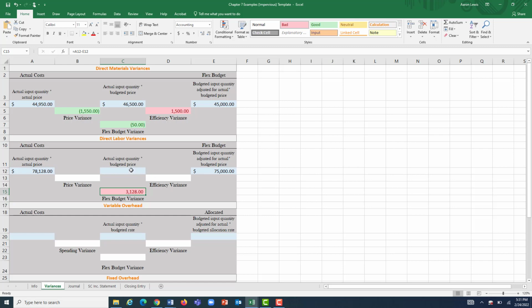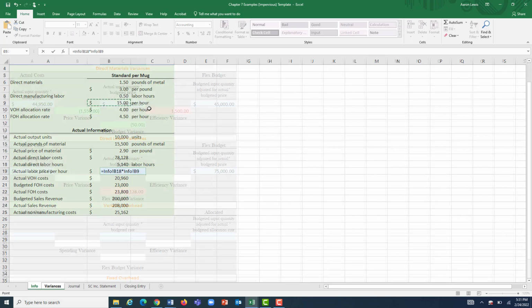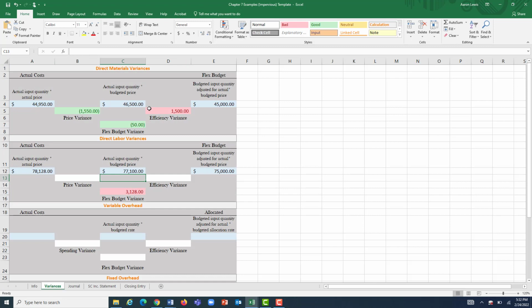So to do that, we're going to need our no-name column. Actual input quantity times our budgeted price. When we hit equals, I'm going to go find our actual input quantity, the actual amount of hours our laborers worked, which is 5,140. And I'm going to multiply it by the $15 per hour that we were proposing we were going to spend on labor. And that comes out to be $77,100.